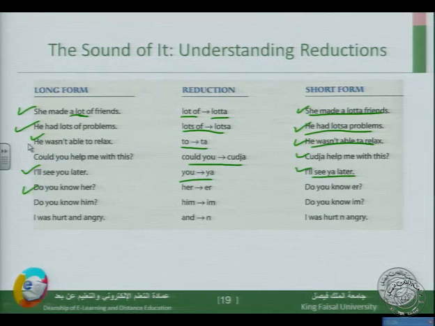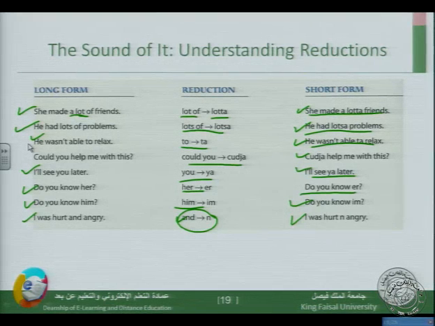Do you know her? Do you know him? I was hurt and angry. In the written form we say it one way, but in the spoken short form it is different. Hurt and angry.